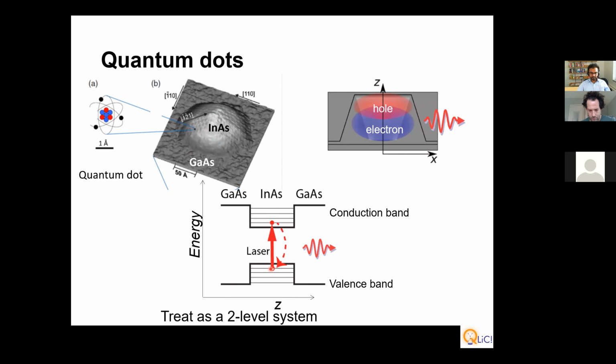What you are trying to do is shown on this graph. You have this valence band of indium arsenide, which is a narrower band gap semiconductor in comparison to gallium arsenide. So you have this potential well. You excite one of the electrons from the valence band into the conduction band, and then when this electron and hole recombine, it emits a photon. That is our source of single photons.